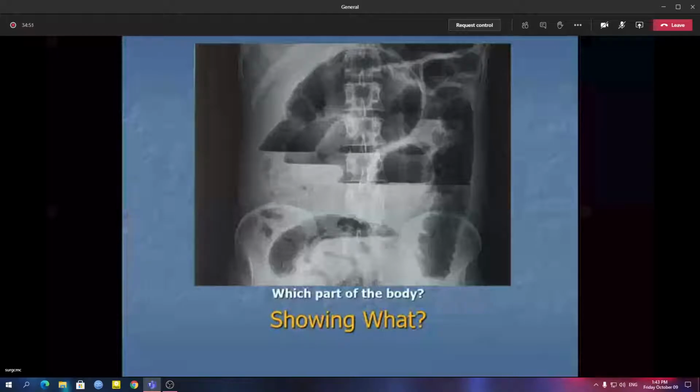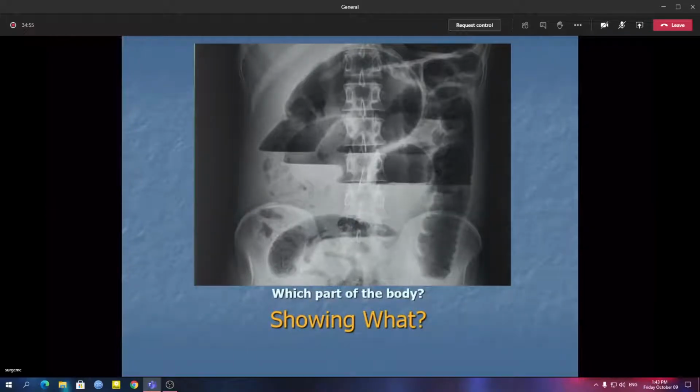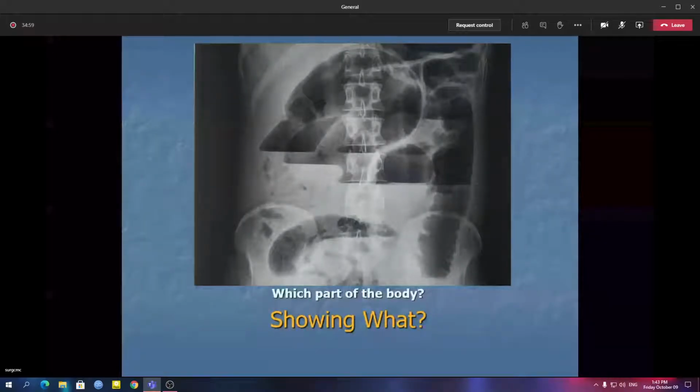So multiple air fluid levels. In this X-ray of the abdomen, you can see multiple air fluid levels. I believe you all know what a multiple air fluid level is. 1, 2, 3 at least I can see here. And of course, distended bowel loops as well. So distended bowel loops, multiple air fluid levels. Probably you are dealing with a case of intestinal obstruction.